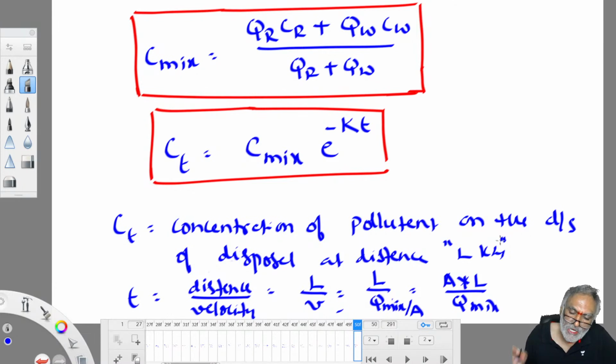So as you travel more and more, concentration keeps on decreasing because of the negative sign here. Negative sign is there, no? As you travel more and more, concentration decreases. Understood? This is one question they are asking in the exam.